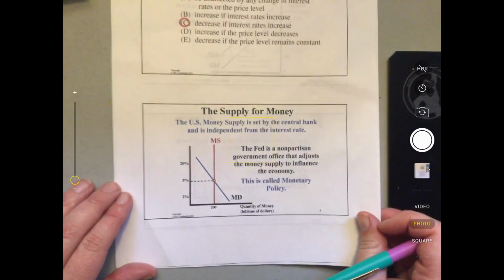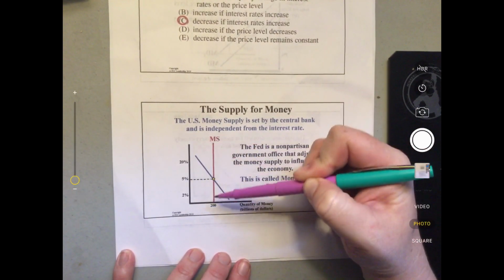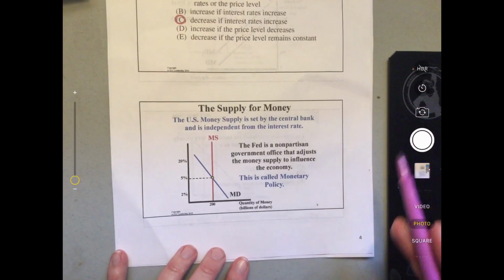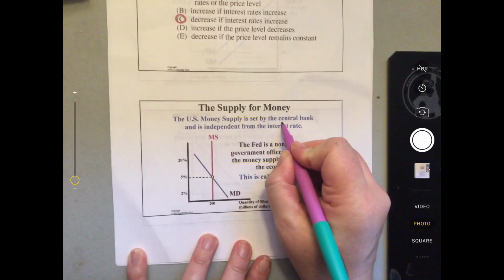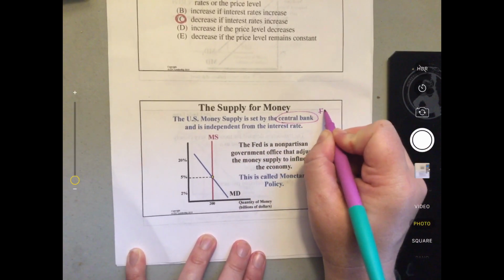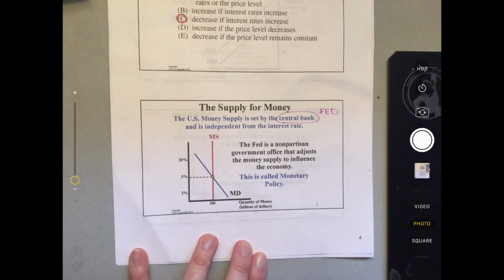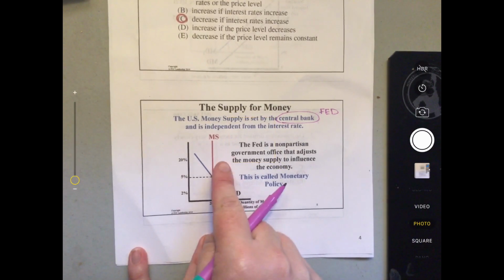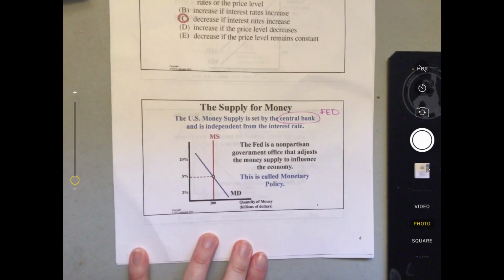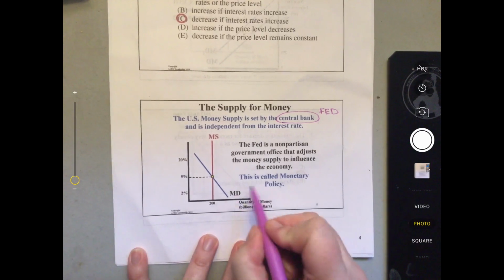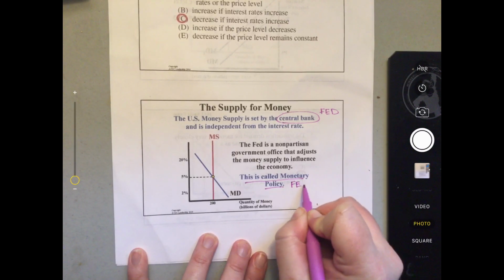And now we're going to add the supply of money to our graph. Notice that it is completely vertical. This is because the U.S. money supply is set by the central bank, also known as the Federal Reserve Bank. So the money supply is independent from the interest rate. The Fed is going to increase this money supply, shift it to the right, or decrease this money supply and shift it to the left. This is called monetary policy. So whenever you think of monetary policy, think of the Federal Reserve.